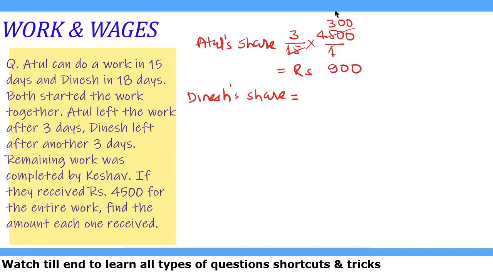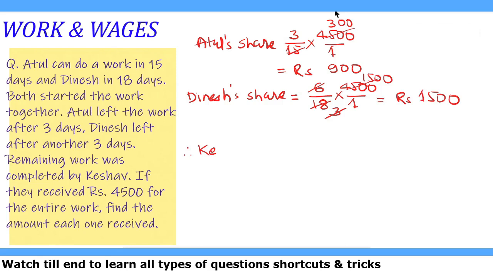Dinesh does the work for 3 days with Atul and another 3 days independently. So he does the work for 6 days and his 6-day share of the work will be 6 upon 18, as he can complete the work in 18 days, multiplied by 4500. 6 cancels 18 for 3 times and 3 cancels 4500 for 1500 times. So Dinesh's share is rupees 1500.